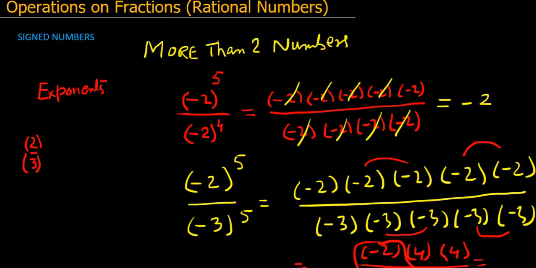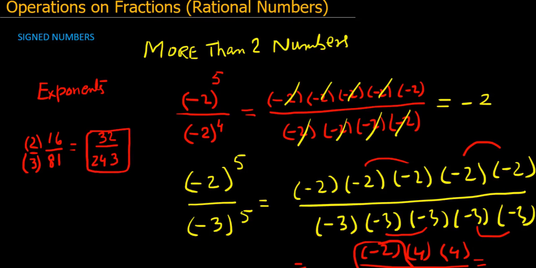And then you will be left with 16 at the top and 81 in the denominator. And you can multiply these two numbers together and you will get the answer. This is your answer. So one way of doing this is like this.